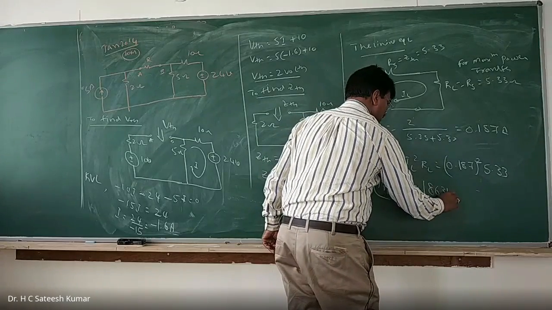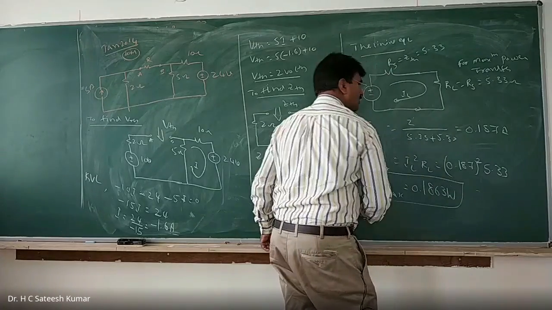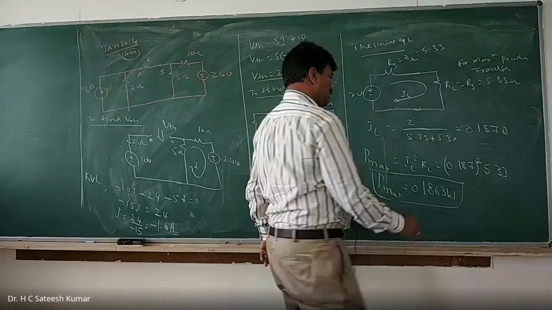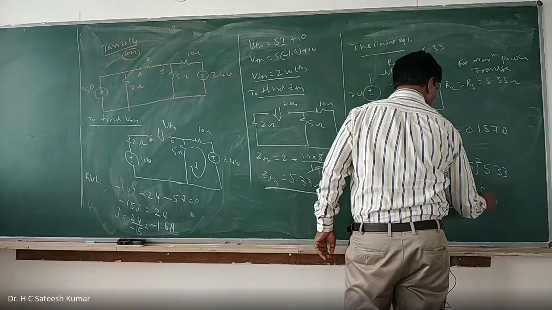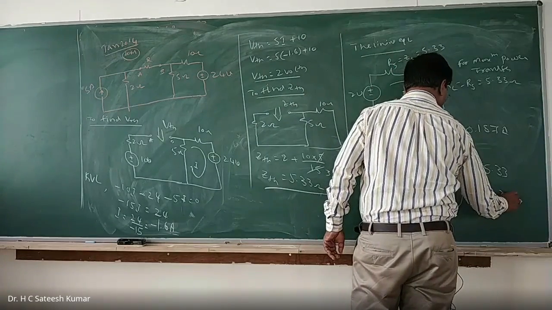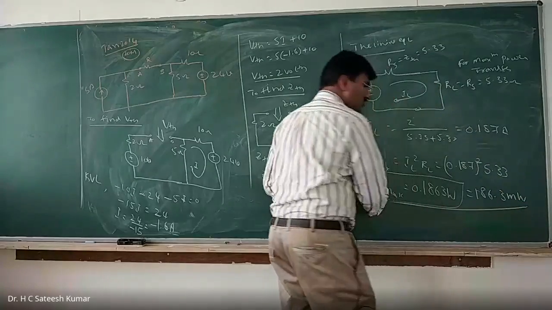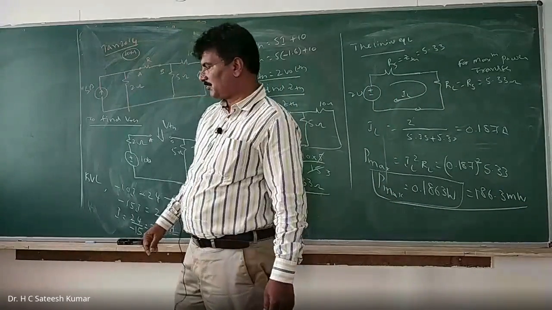0.1863 watts. Okay, right. So which is nothing but equal to 186.3 milliwatts. 186.3 milliwatts we can write it. That's how we should do it. So that's all about the maximum power transfer theorem.